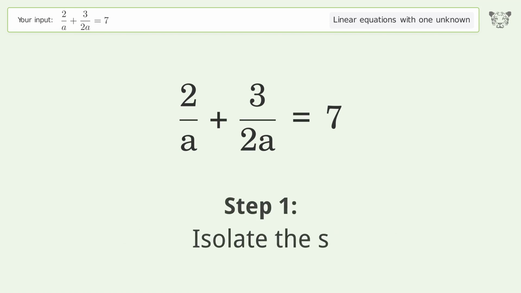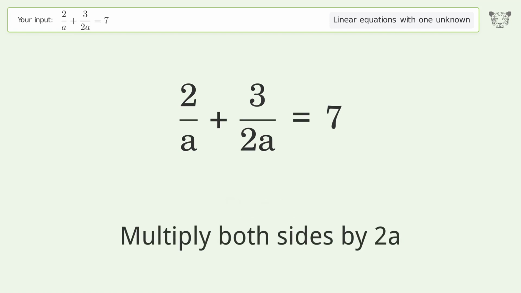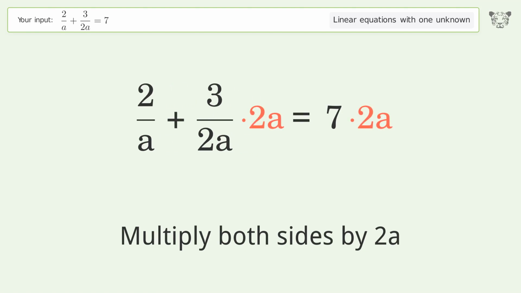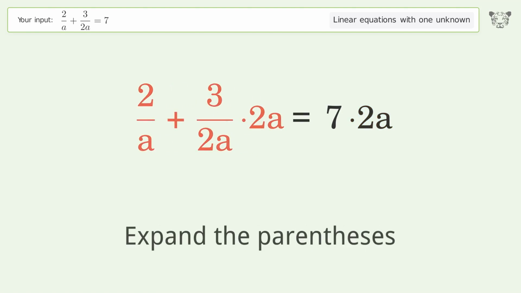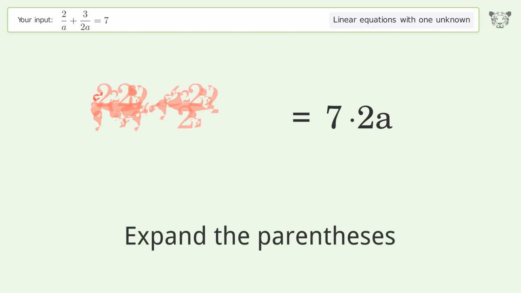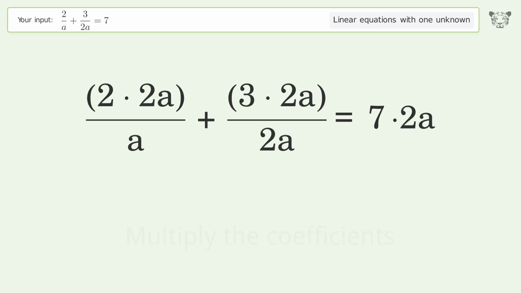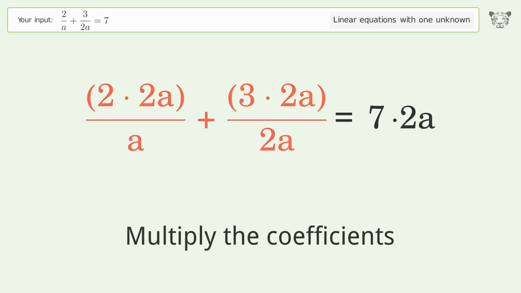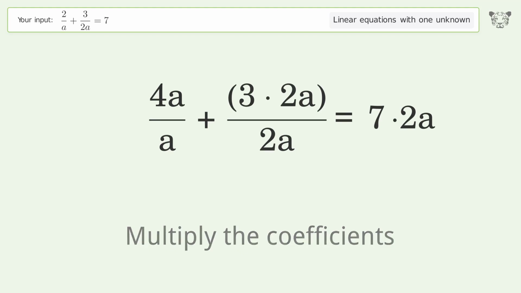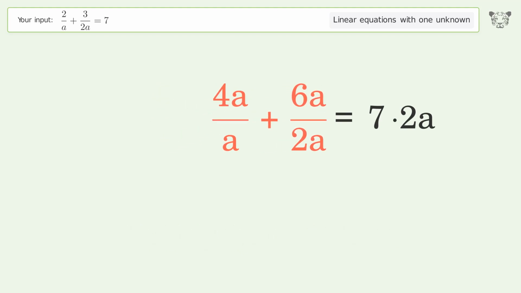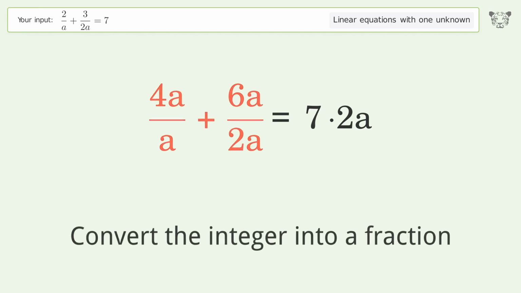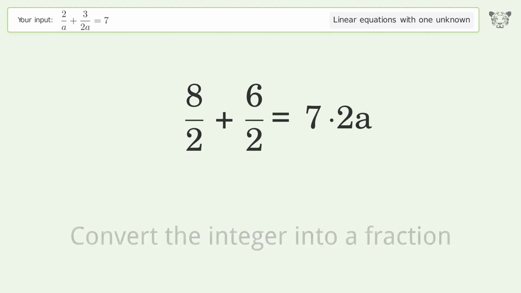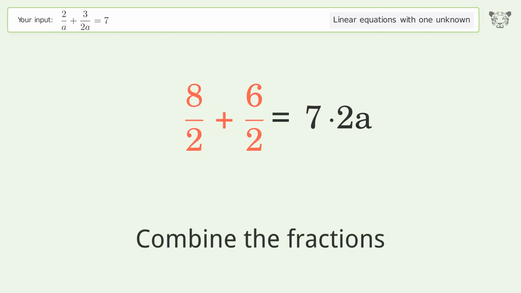Isolate the s. Multiply both sides by 2a. Expand the parentheses. Multiply the coefficients. Convert the integer into a fraction. Combine the fractions.